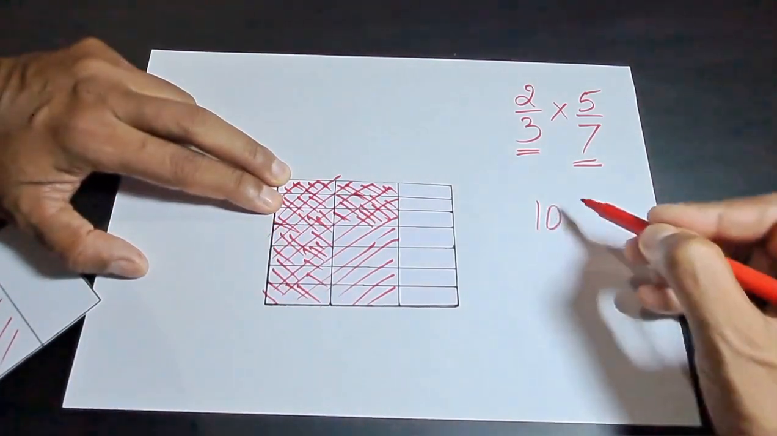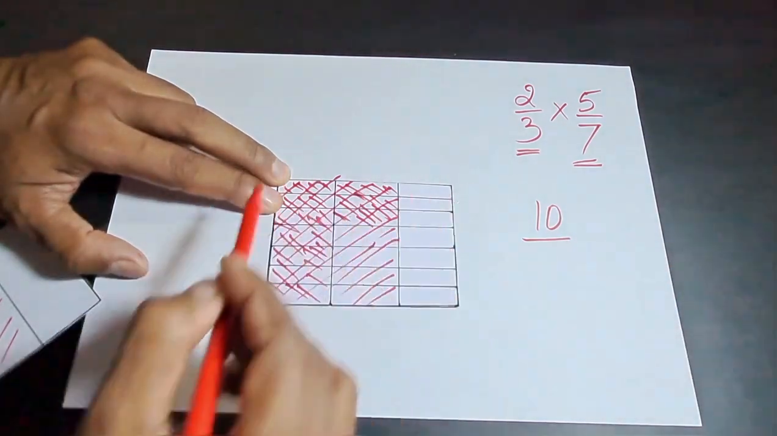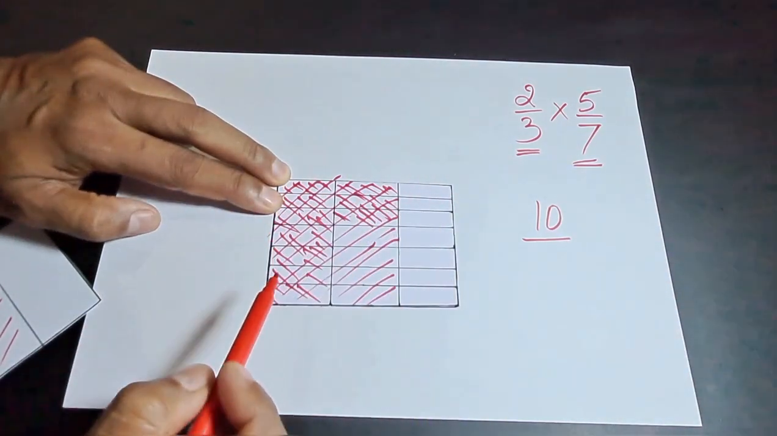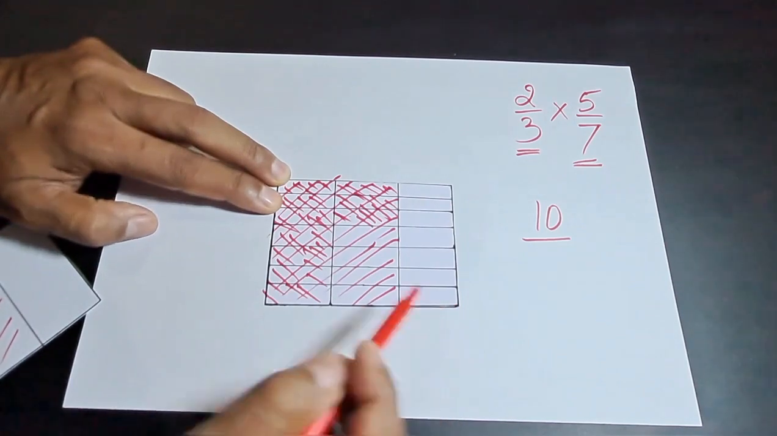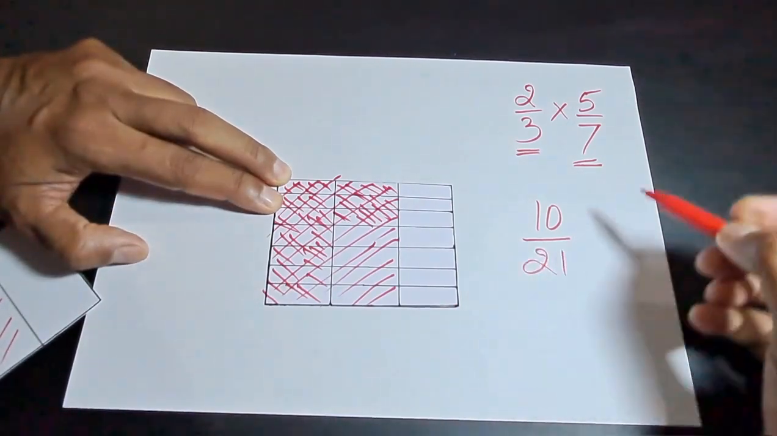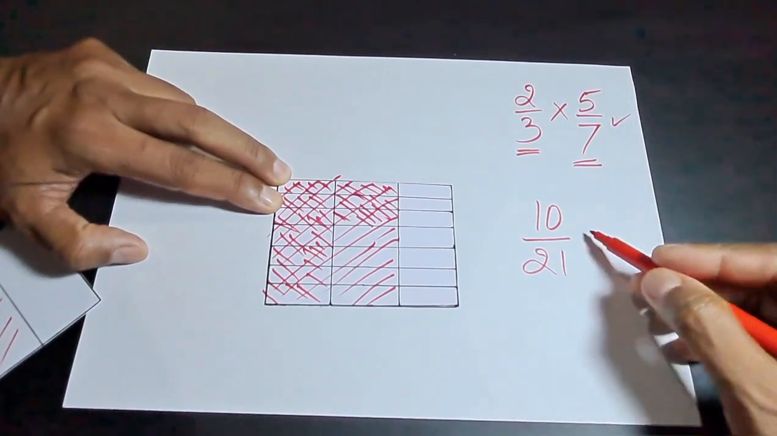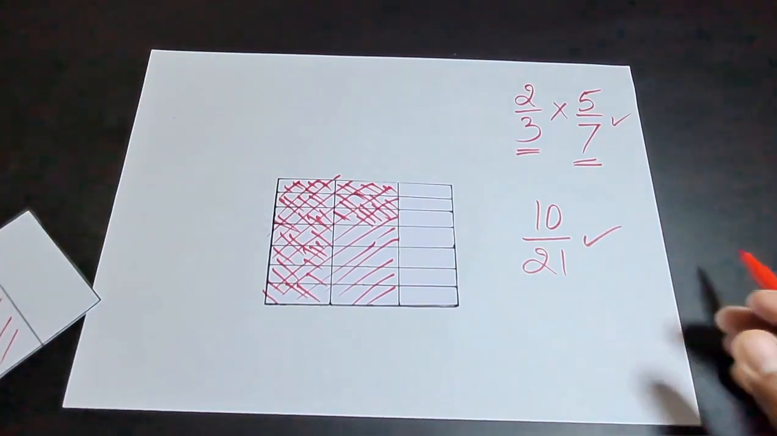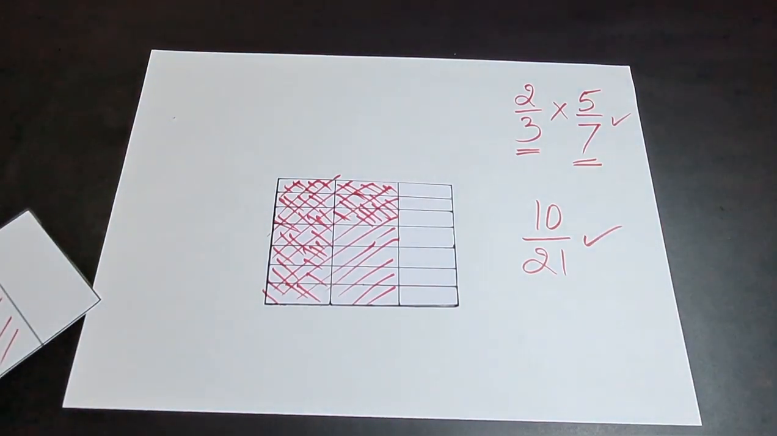So 10 out of how many pieces? The total number of pieces you can see are 7 threes are 21. And so the product of 2/3 and 5/7 is 10 upon 21, which completes our activity on multiplication of fractions.